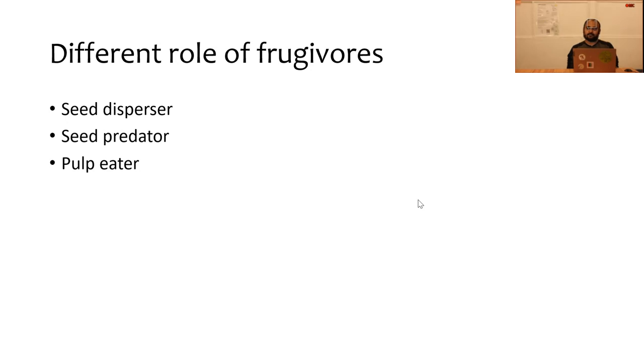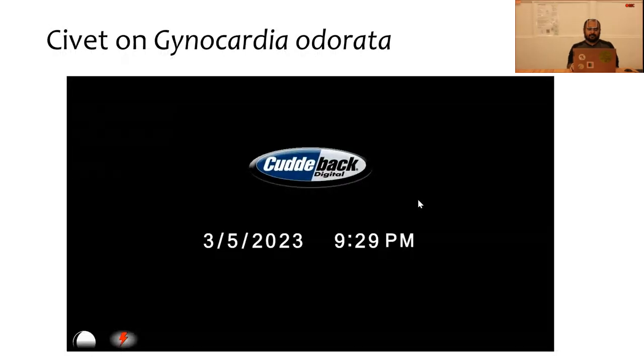And sometimes some of the mammals will come and eat only the pulp and leave the seeds down. When the mammals do this, then we generally assign them as a pulp eater. All these mammals, with all those different roles, have significance in the plant demography of a forest. From here, I will share some videos from my camera traps, showing how fruits and seeds are handled by different mammals, and from the fruit rewards, I have found some interesting fruit and seed handling behavior.